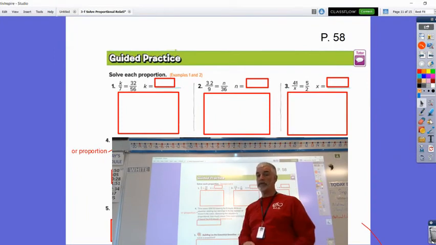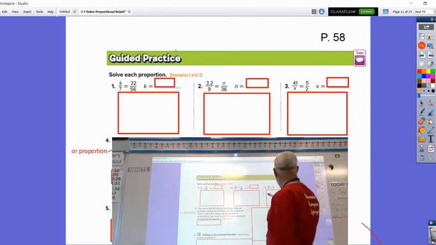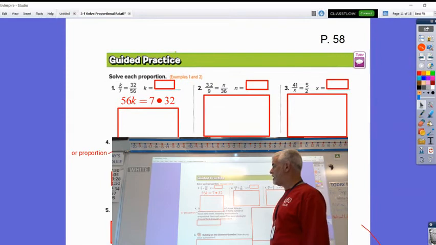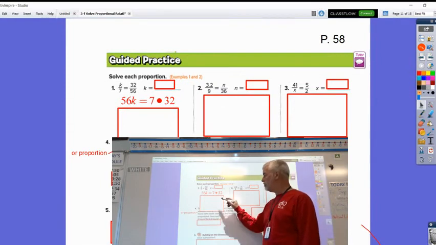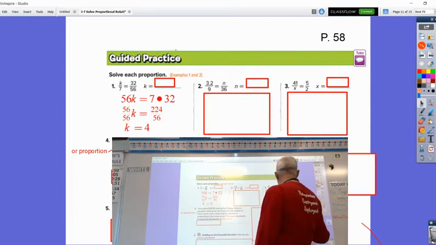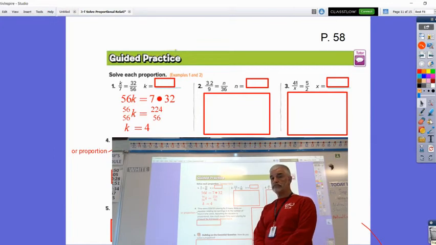You can do this one with equivalent fractions. The cross products: 56 times k equals 7 times 32, which is 224. And so divide both sides by 56, and k equals 4.